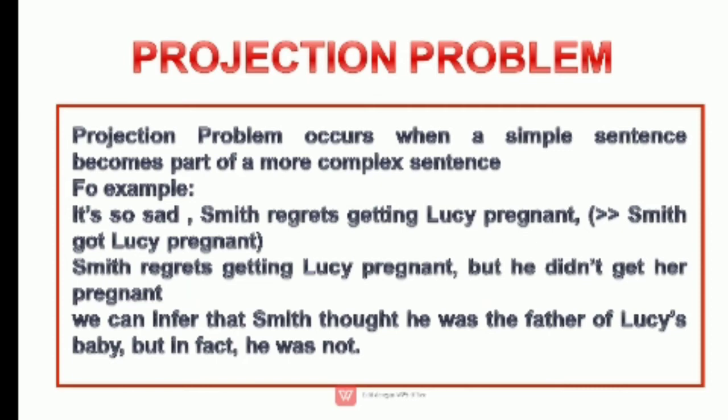Another one. Smith regrets getting Lucy pregnant, but he didn't get her pregnant. So, from these sentences, we can infer that Smith thought he was the father of Lucy's baby. But in fact, he was not.